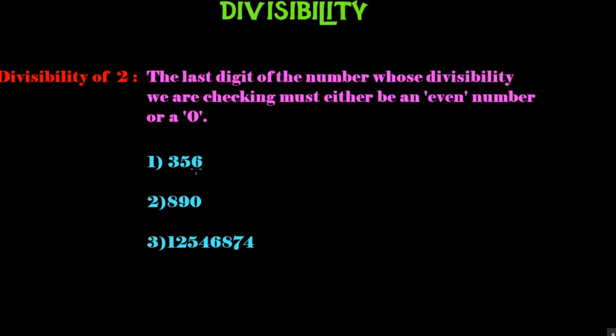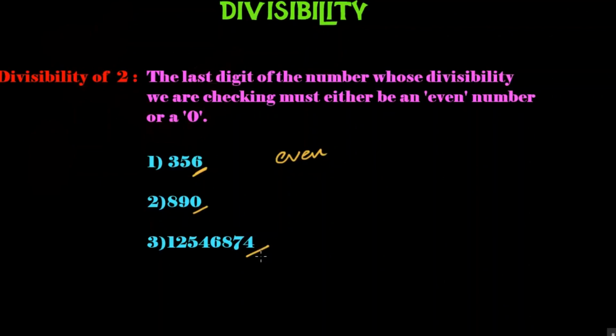Like we have here 356, where the last digit is an even number. So it is obviously divisible by 2. Again, 890, where 0 is the last digit. So as we have the condition, the last digit has to either be an even number or a 0, and then only is it divisible by 2. So here we have that the last digit is 0, so it's divisible by 2. Here again, the last digit is 4, so it's also divisible by 2.